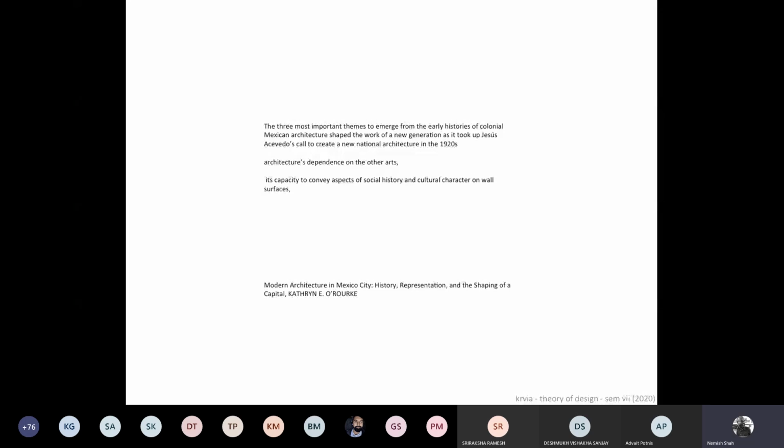And these are the three things that are very important for modernity in Mexico: that architecture is dependent on other arts, its capacity to convey aspects of social history and cultural character on wall surfaces, and the uniqueness that is endowed by its connections to indigenous architecture. And this is true of Japan, of India, of wherever we see that there is a connection to the culture, but there is a connection to the future also.